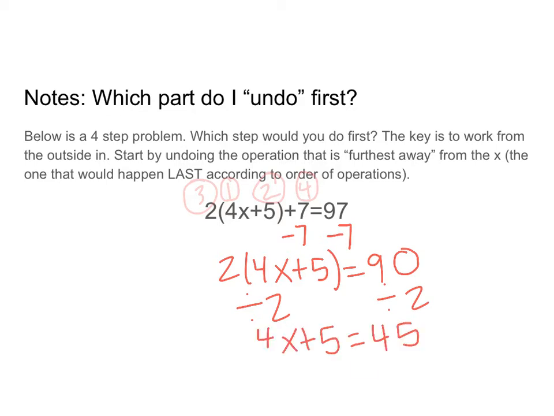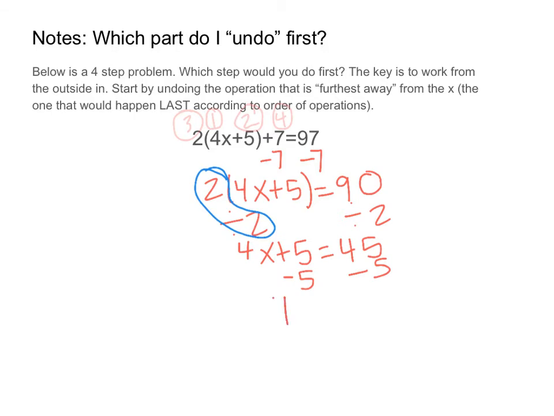So notice that 2 divided by 2 here, those just eliminated each other. Those are gone. So all I have left is the 4x plus 5. So that next step will be that plus 5. So I'll subtract 5 from both sides and rewrite. And then finally I'll divide by 4. So I get x equals 10.